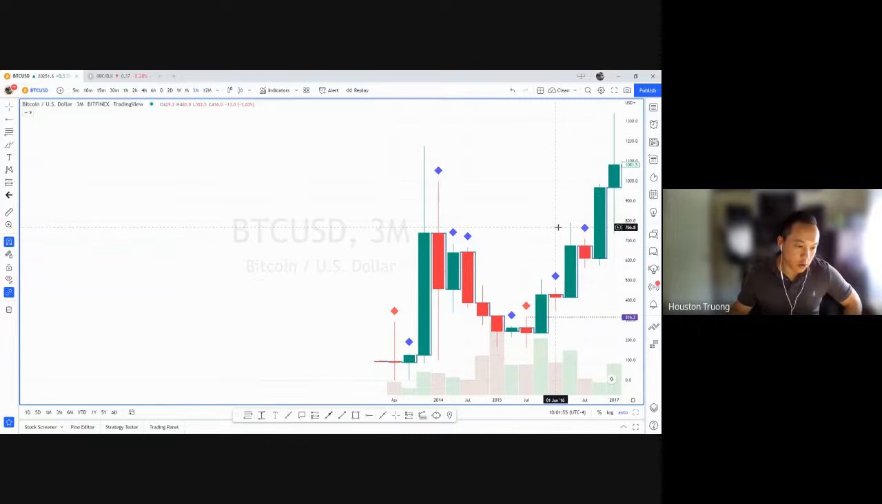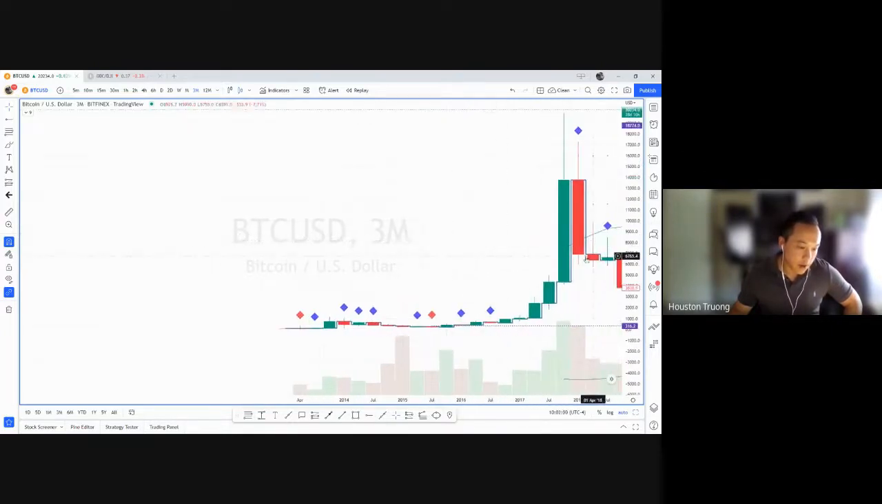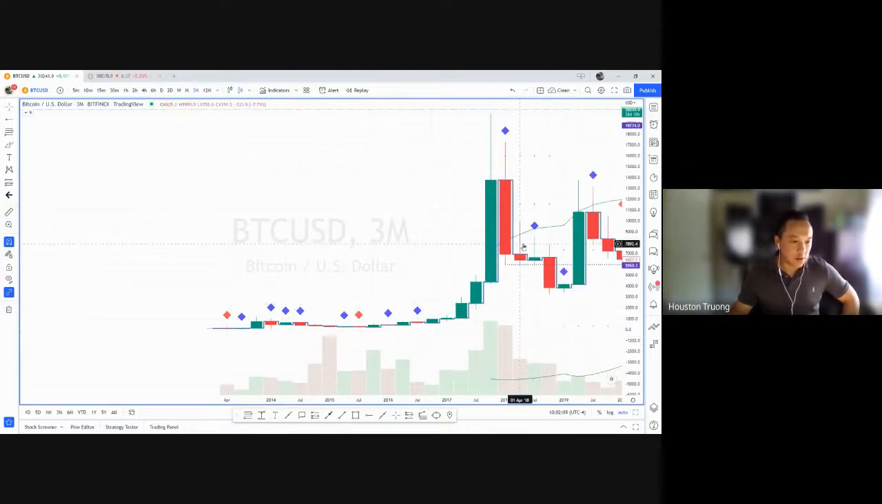No lower lows on the quarterly. This is the bull market, right? No lower lows until when? There. Remember 2018 cycle? There it is. Here's the 2018 cycle. Once it broke below 59.60, there's your bear market.